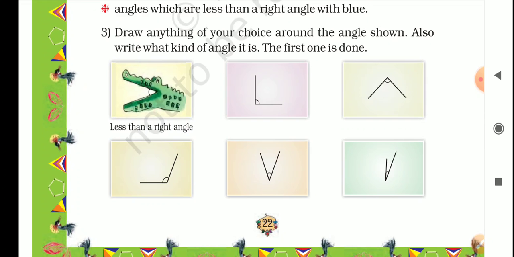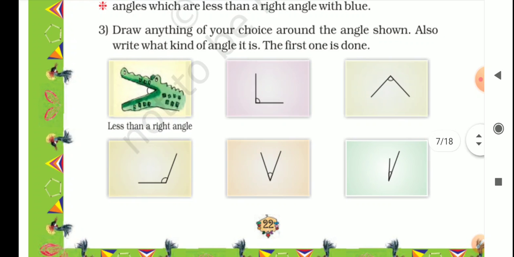So the first one is done for you, that means less than right angle, and you can notice that in the first figure a mouth of a crocodile is drawn. We have seen that this angle is an acute angle, somewhat V type angle, and it is less than 90 degrees. So I have written here less than right angle, or you can write acute angle also. Then this first one is done for you, and you have to do all the other questions. So let us see the second one.